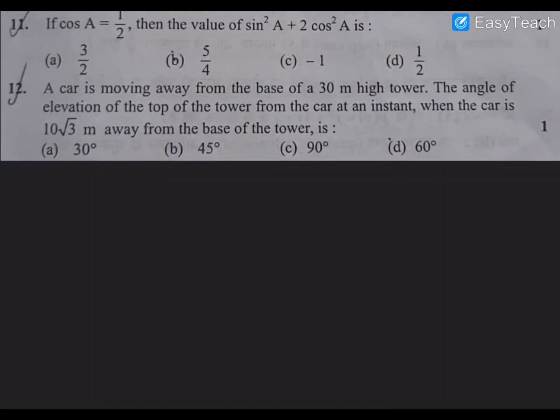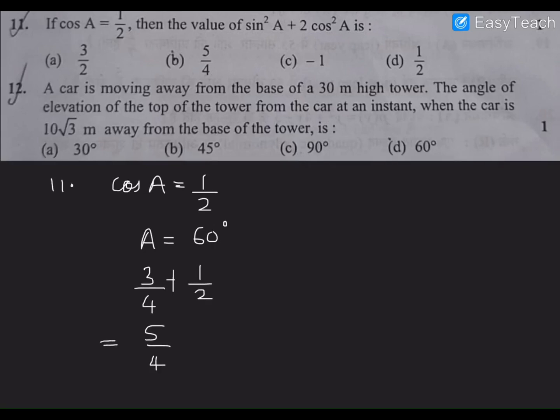Next, if cos A is 1 by 2, that means A is 60 degrees. So putting the value of A as 60 degrees, you will get 3 by 4 plus 1 by 2, which gives you 5 by 4. So B is the correct answer for the 11th one.